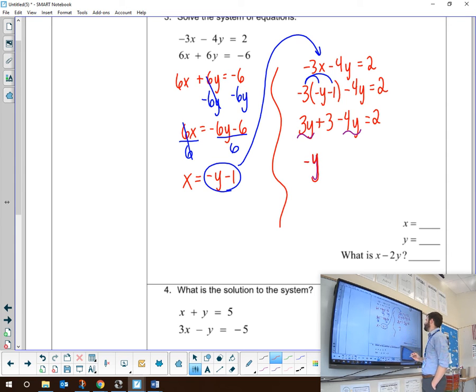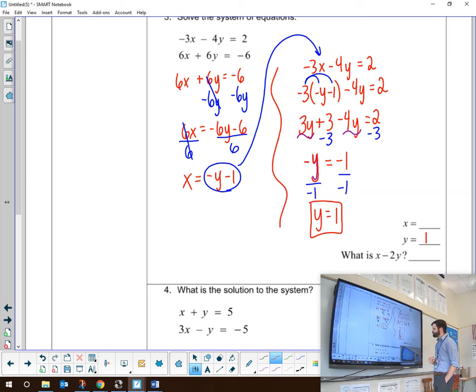Negative y. Okay, then I want to move this positive 3 over to the other side. So I'm going to minus 3 here and minus 3 here. So we're going to get negative y equals negative 1. And last but not least, to clear out that negative, I'm going to divide both sides by negative 1. So if I divide this side by negative 1 and divide this side by negative 1, we're going to get y equals positive 1. Super simple. So y equals positive 1. There's one of my answers.